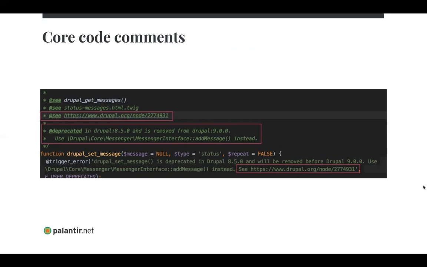So this is in the Drupal code base. It says see that node, which is not called out as a change record, but it does point you to that thing. And then it says this is deprecated, and the message in the trigger error is saying this is the change record, go see here for more information. So if you're developing new stuff, you'll see it there, or if you're looking through your old code.